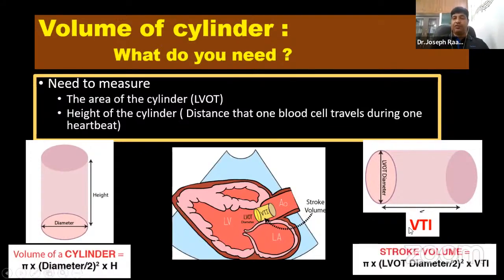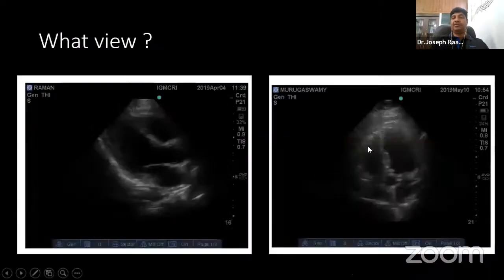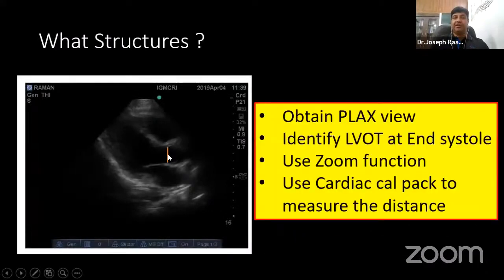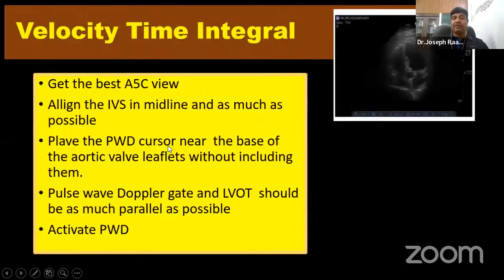So what are the views we need to get? These are the two views. One is the Plax view, where we need to measure the LVOT diameter when the valves are well opened. So obtain a good Plax view, identify the LVOT, then use the zoom and measure the LVOT diameter. Then you go to the apical 5-chamber view, then place your pulse wave Doppler cursor just beyond the aortic valve opening.